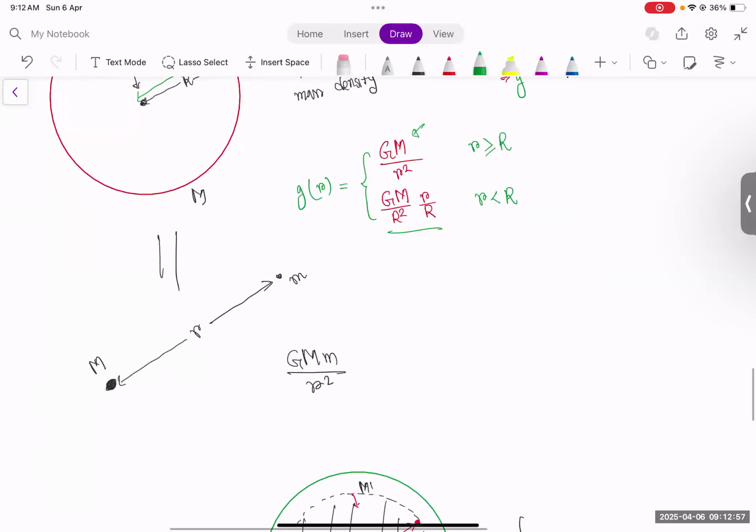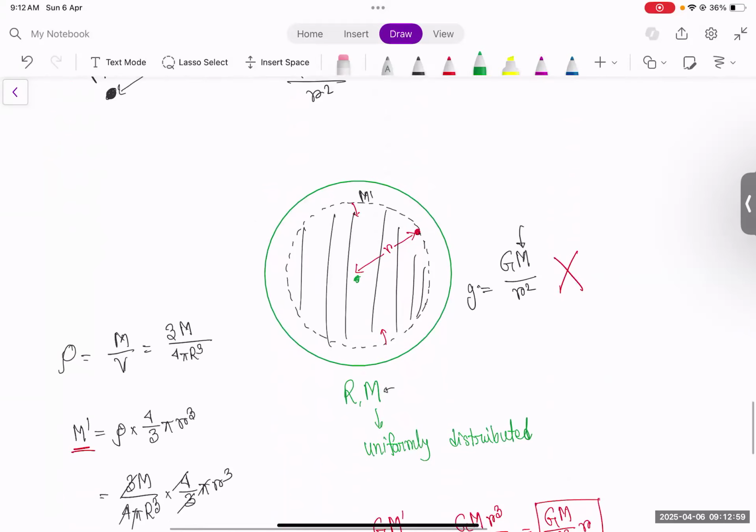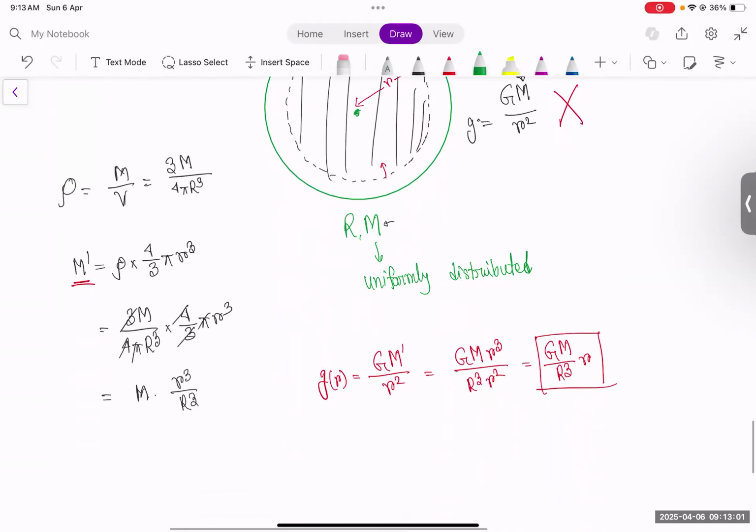Which makes sense because if you plug in r is equal to 0, that gives you g is equal to 0. So at the center of the Earth, there is no gravitational field. There is no gravitational force. Because remember, my force is just m times g. So if your g is 0, your F is also 0.